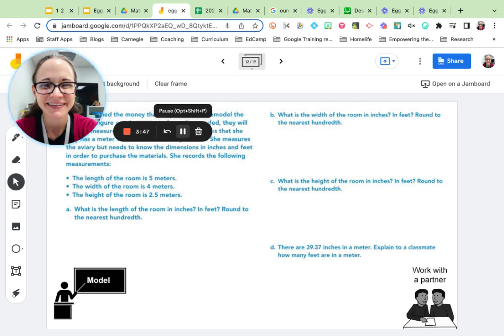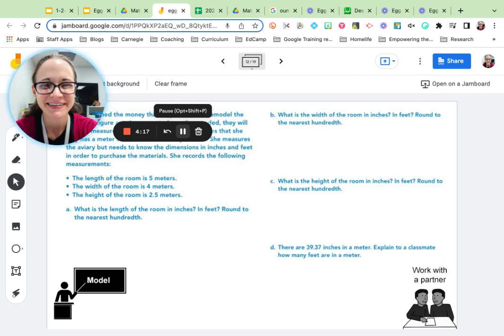In this next example, we're once again talking about length. This time, though, we're talking about meters and feet and inches. The situation is that the zoo earned enough money to remodel an aviary. That's a place where birds live. To figure out the amount of supplies needed, the zoo needs to measure the space. The zookeeper only has a meter stick, not a ruler or a yardstick. She measures the aviary, but needs to know the dimensions in inches and feet in order to purchase the materials.